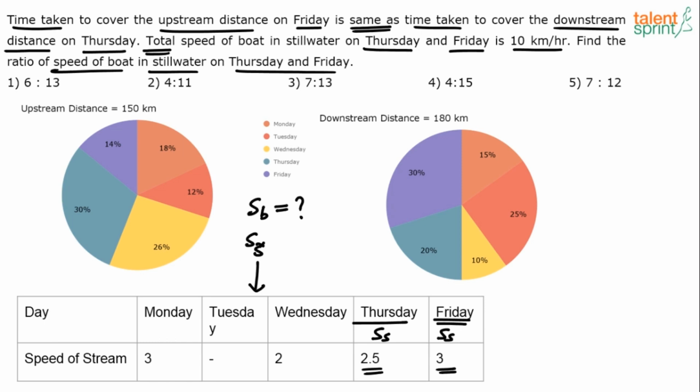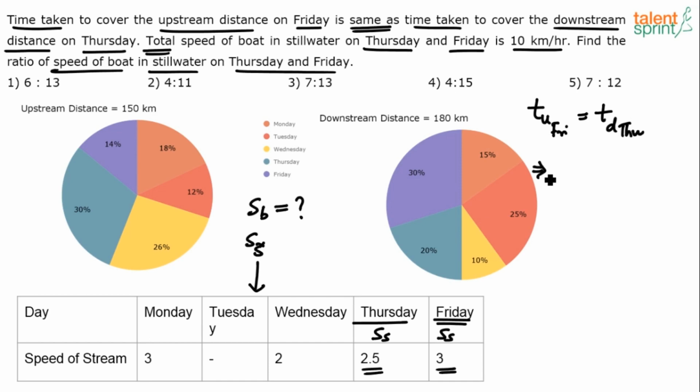So let me explain the solution to you all, right? Time taken to cover the upstream distance on Friday is equal to the time taken to cover the downstream distance on Thursday. You know what is time, right? Time is equal to distance by speed.